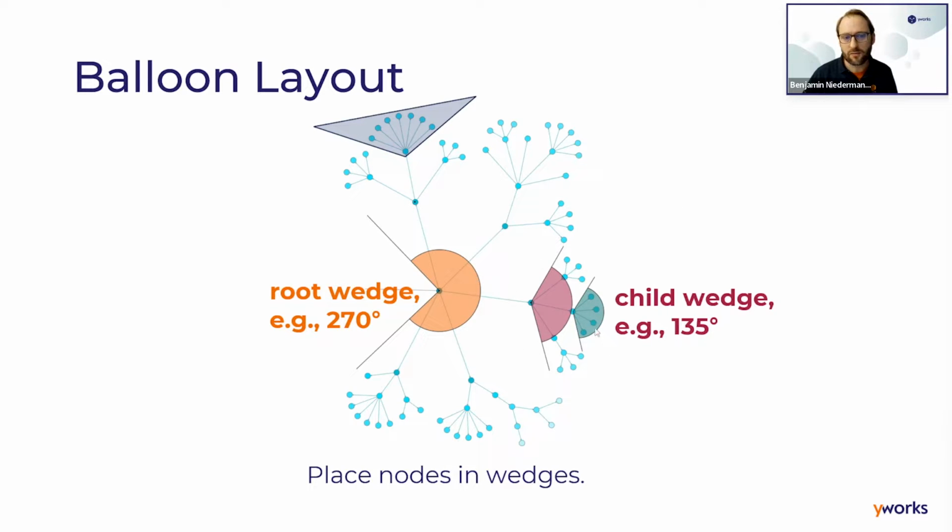And the same you can do for the children nodes. So you can define wedges for these children, and the subtrees of these children nodes then also need to lie in these wedges. And for example, the exact extent of this wedge you can define on your own, or you can also, of course, just use the default values. And this is already the main idea of the balloon layout. And knowing this, you already know how to, for example, customize the balloon layout for the circular layout.